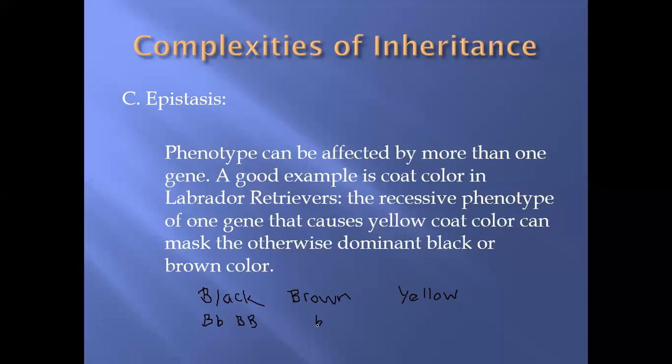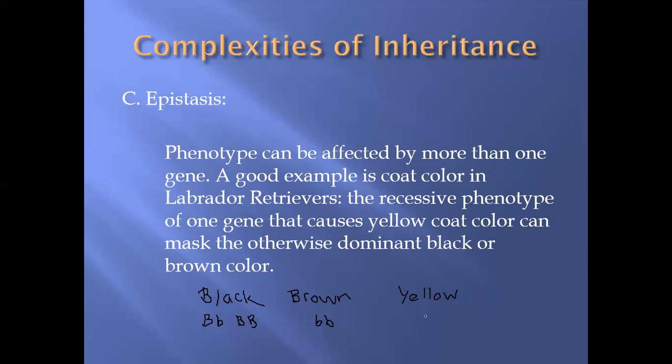Being recessive results in a brown lab. So then you might ask, well, how in the world do you get a yellow lab? And that's where the third gene comes in. This other gene is going to interfere with the expression of color.